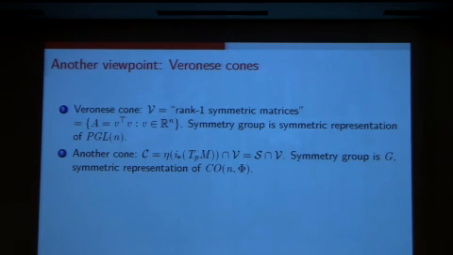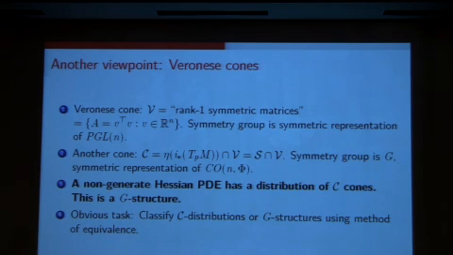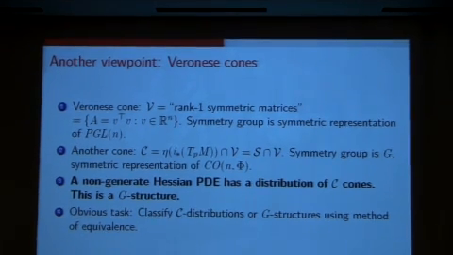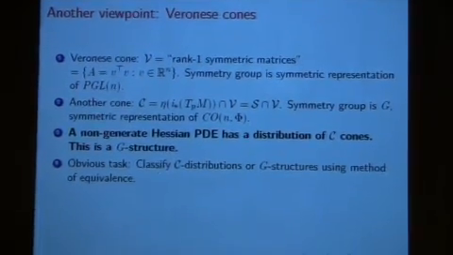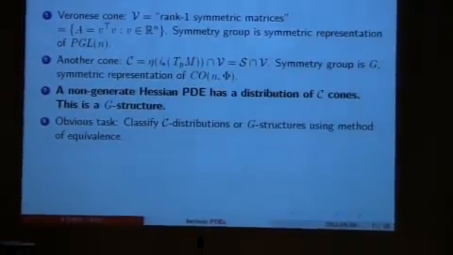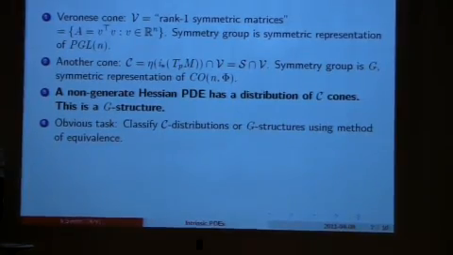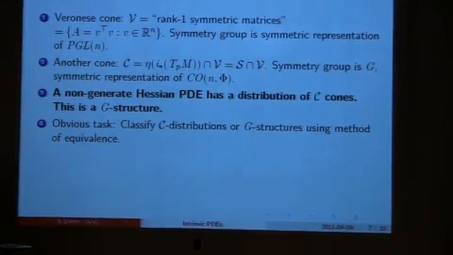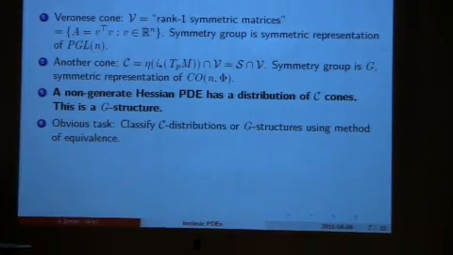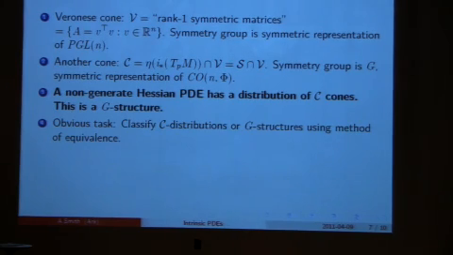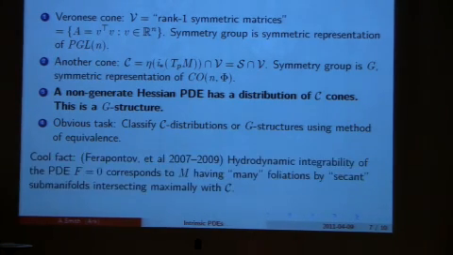OK. So this is a non-degenerate Hessian PDE. A non-degenerate Hessian PDE is a distribution of cones, and this is equivalent to saying you have a G structure. So the obvious task is to classify either the distributions of cones or the G structures. And in my world, this means using the method of equivalence, although I think Igor would prefer using what he was describing in his talk a little bit earlier. But either way, you're going to get to the same answer.